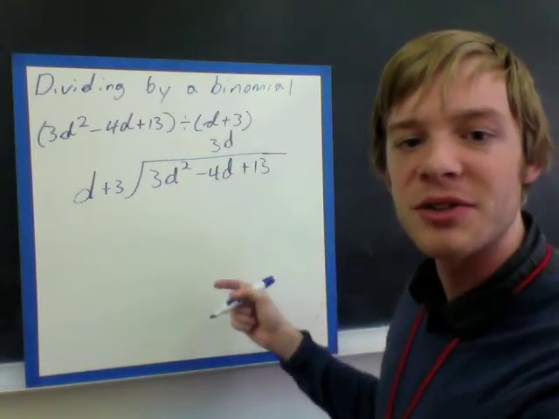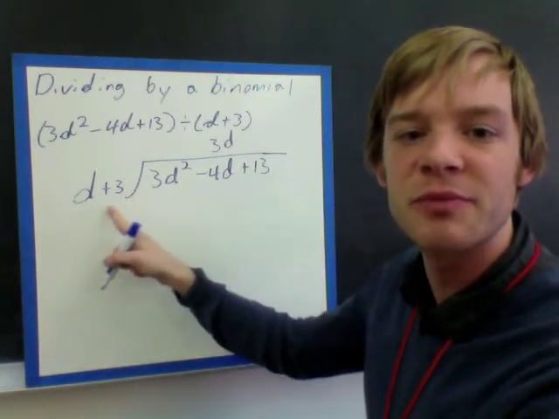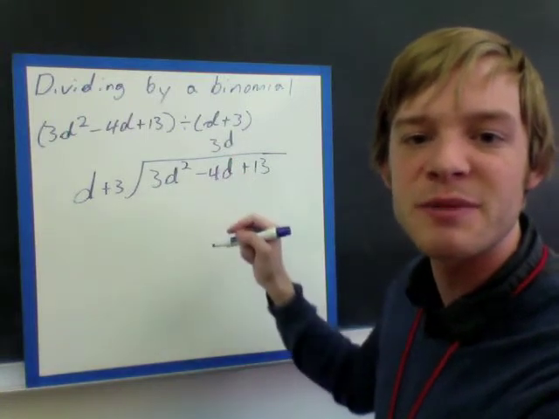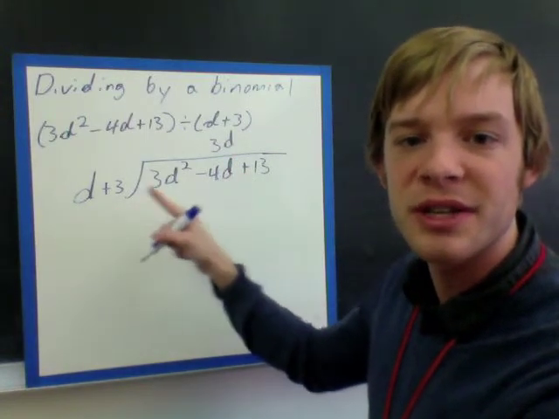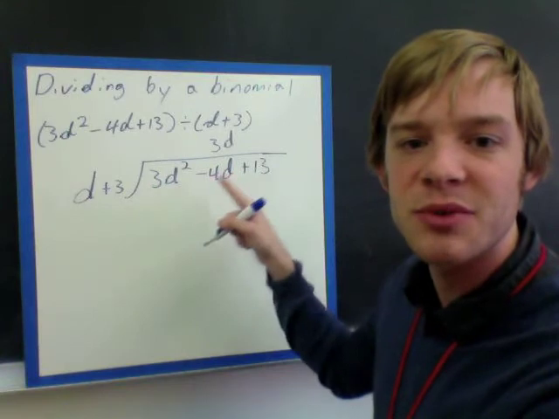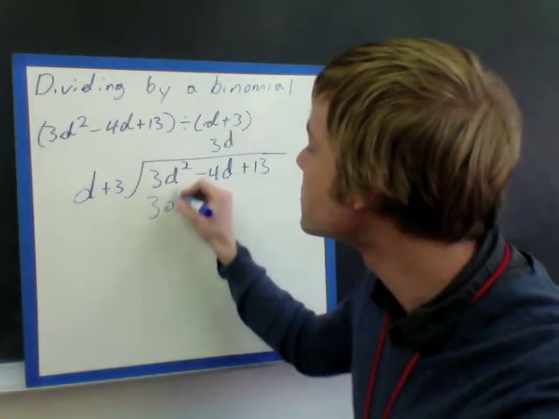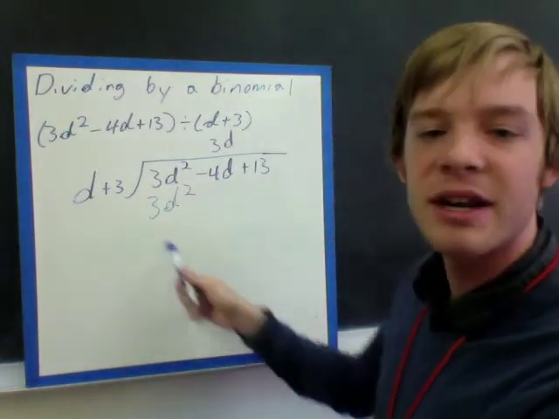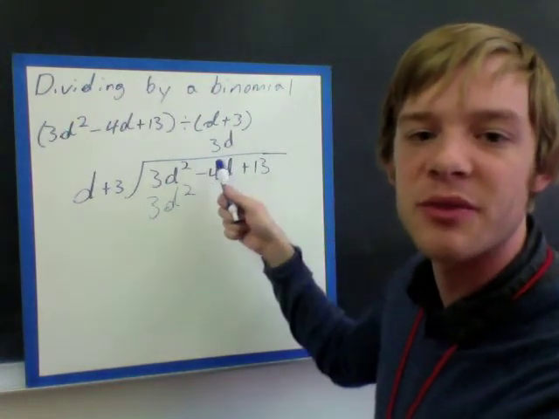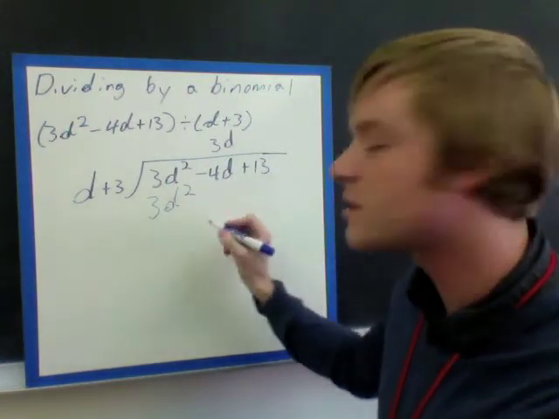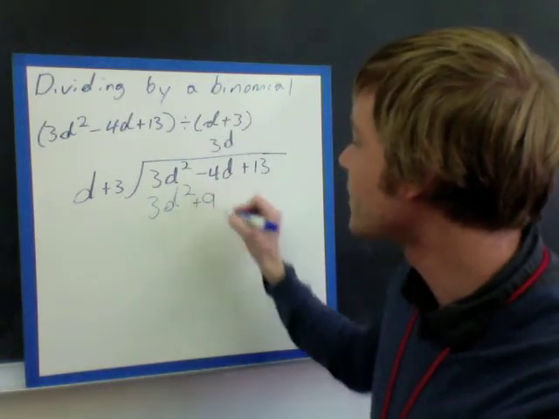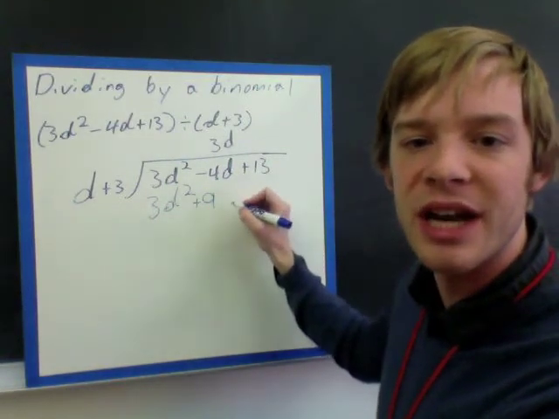Now what I need to do is actually multiply d plus 3 times 3d. Well, we should get the same thing right here. d times 3d will be 3d squared. And then I need to multiply this 3 times 3d. Well, 3 times 3 is 9, and then we keep the d with it, so I've got 9d.